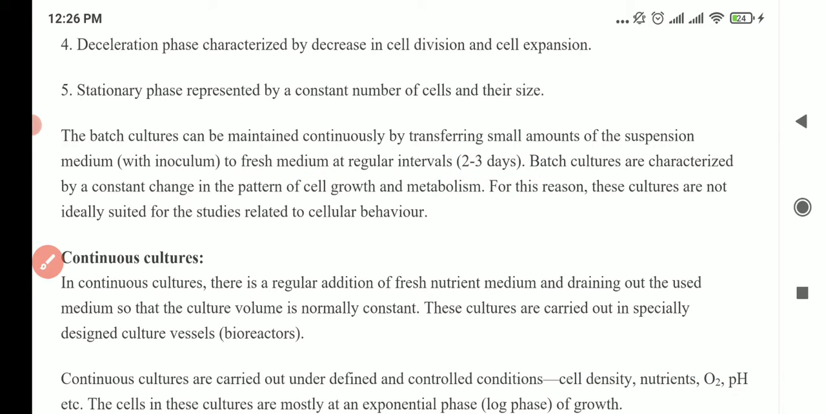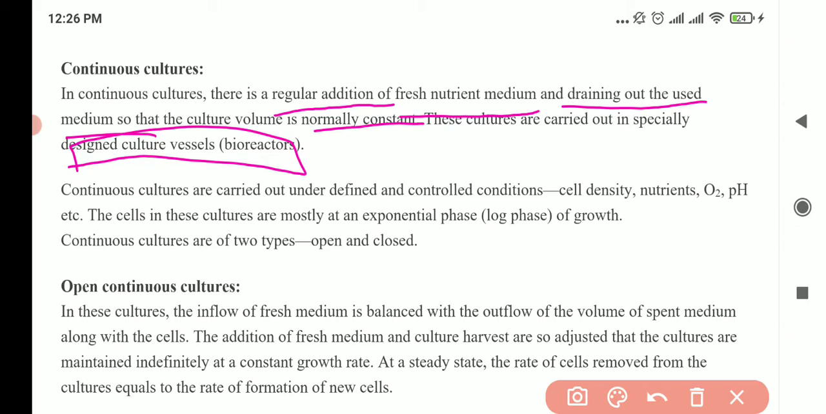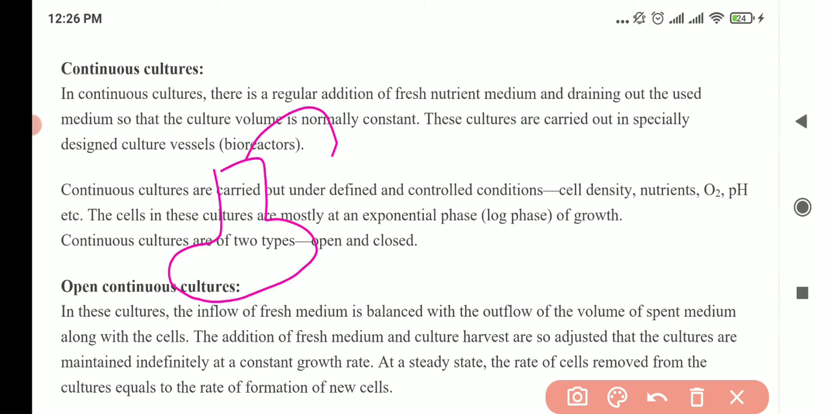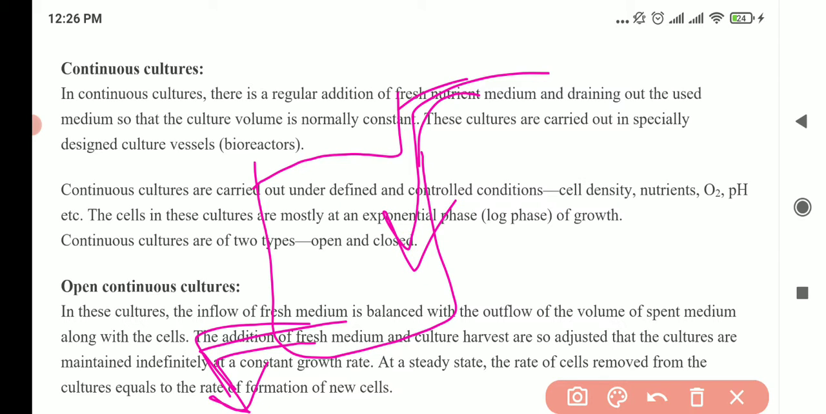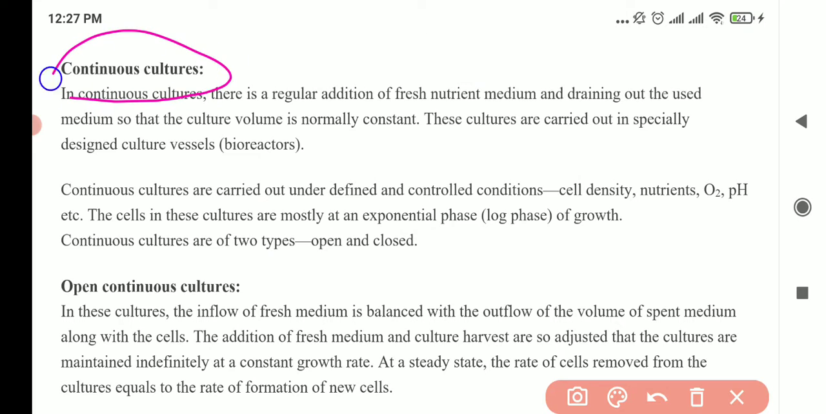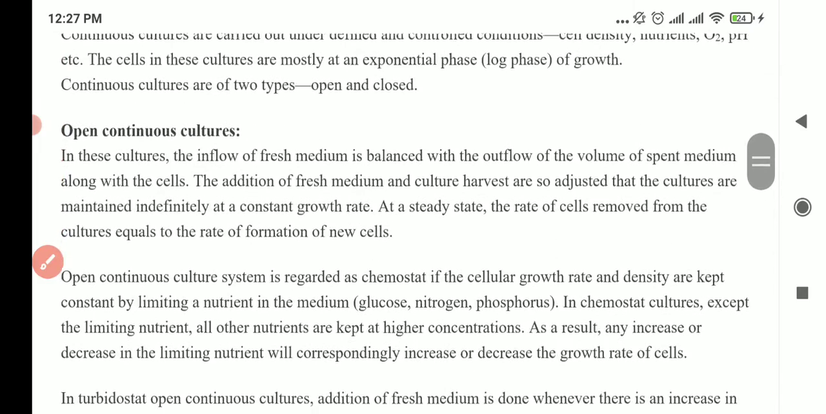Then now let's look at the continuous culture. Here you add regularly fresh nutrient medium and you drain out the used medium, so that it will become normal and constant. And these are used in specially designed culture vessels, bioreactors. It's not from one test tube to another, nothing like this. It is a bioreactor, some sort of a machine where there's input of fresh and output of depleted media. So this is the difference between continuous and the first one, my goodness, my brain, batch culture and continuous culture.